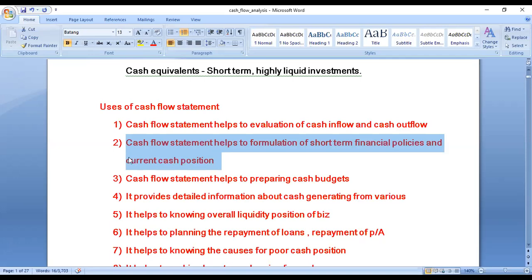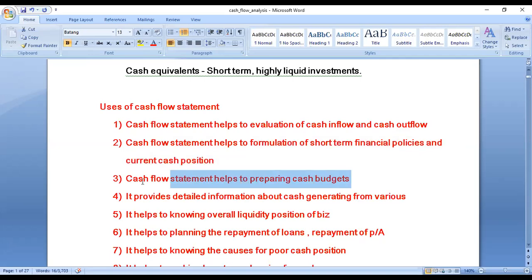The third point, my dears, is cash flow statement helps in preparing cash budgets. Cash budget is nothing but estimation of cash requirements for a future period. So with the help of the cash flow statement, each and every organization can prepare the cash budgets which are essential for future periods. On the base of 2018 and 2019 cash flow statements, we prepare the cash budget of 2020. So that's why cash flow statement helps in preparing cash budgets.